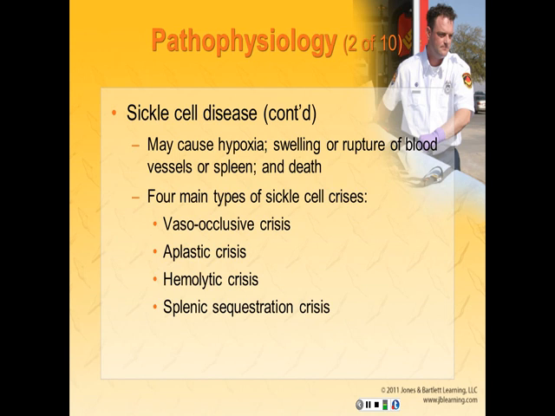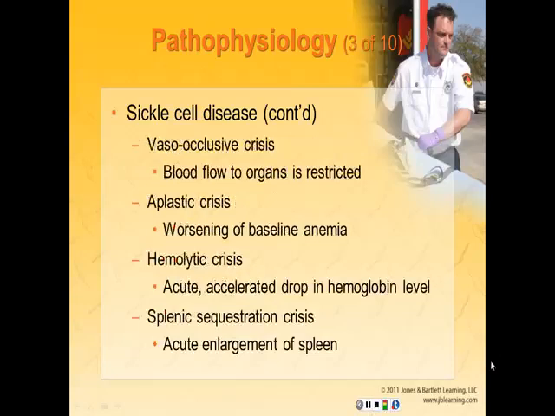There are 4 main types of sickle cell crisis: vaso-occlusive crisis, aplastic crisis, hemolytic crisis, and splenic sequestration crisis. In vaso-occlusive crisis, blood flow to organs is restricted, causing pain, ischemia, and organ damage, and it usually lasts 5 to 7 days. Circulation to the spleen is usually obstructed due to narrow vessels and function of removing damaged red blood cells.